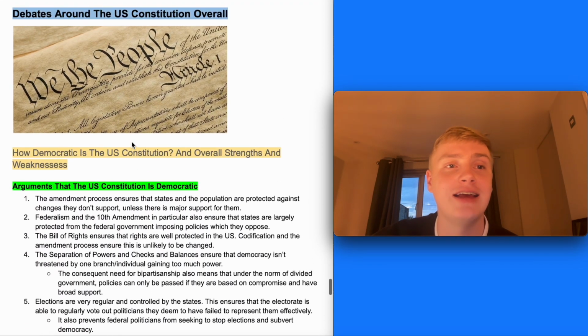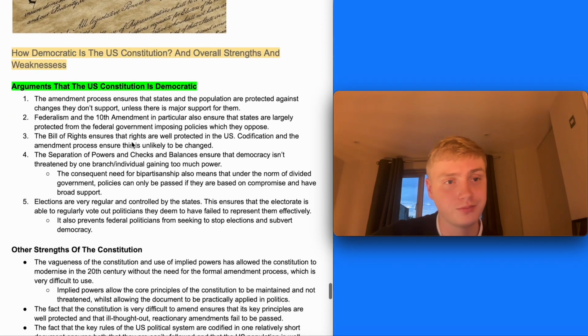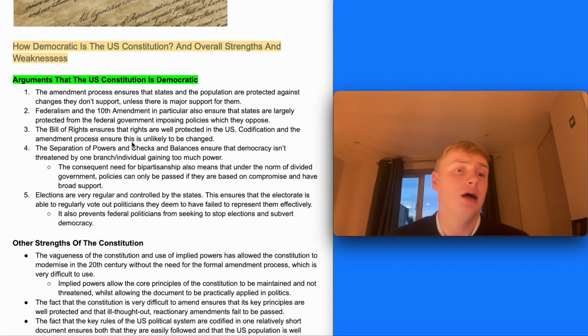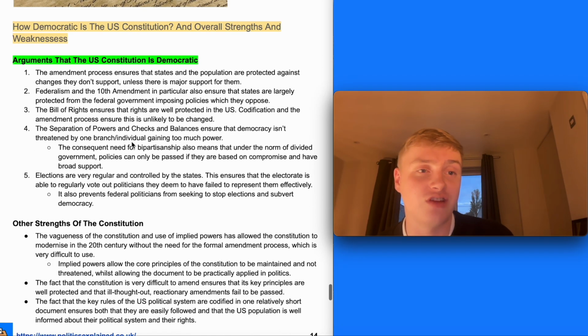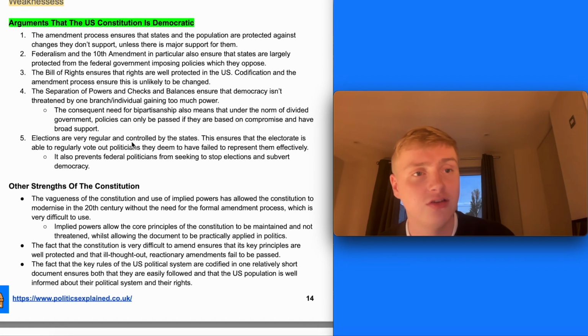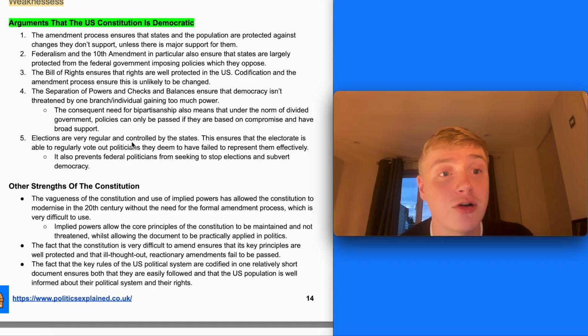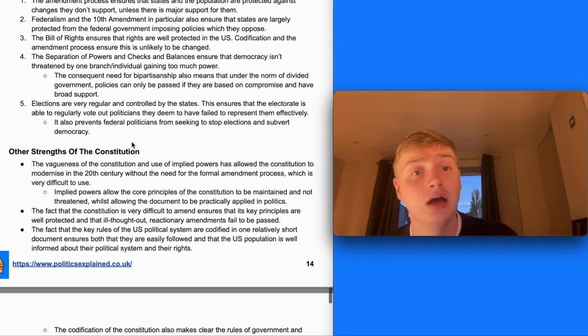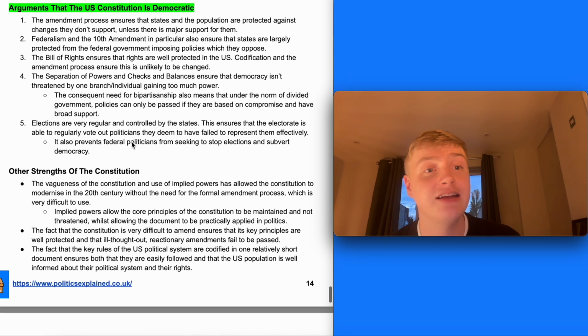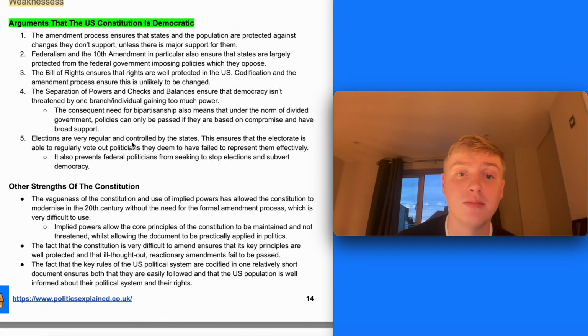What we're going to finally look at is some debates over the Constitution overall. First, looking at how democratic the US Constitution is and some overall strengths and weaknesses. So firstly, arguments that the US Constitution is democratic are that the amendment process ensures that states and the population are protected against changes they don't support unless there's major support from them across the population. Federalism and the 10th Amendment ensure that states are largely protected from the federal government imposing policies which they oppose.